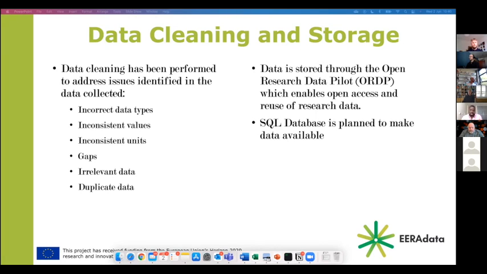Then gaps. This is one of the main issues with the data that's being collected. As Sebastian has alluded to earlier, the realistic situation in a lot of municipalities really is that the data that is needed to perform calculations is not being tracked fully, and it's not being measured fully. So there are a lot of gaps, and those gaps are being filled by default data or by calculations. And then you have irrelevant data.